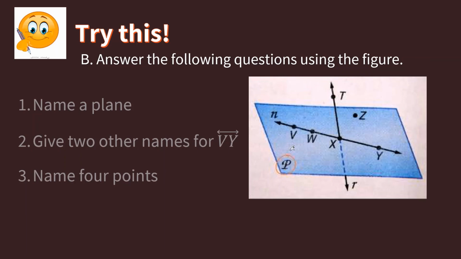For the second part, you have to answer the following questions using the given figure. Number 1, name a plane. Number 2, give two other names for line VY. And number 3, name 4 points.